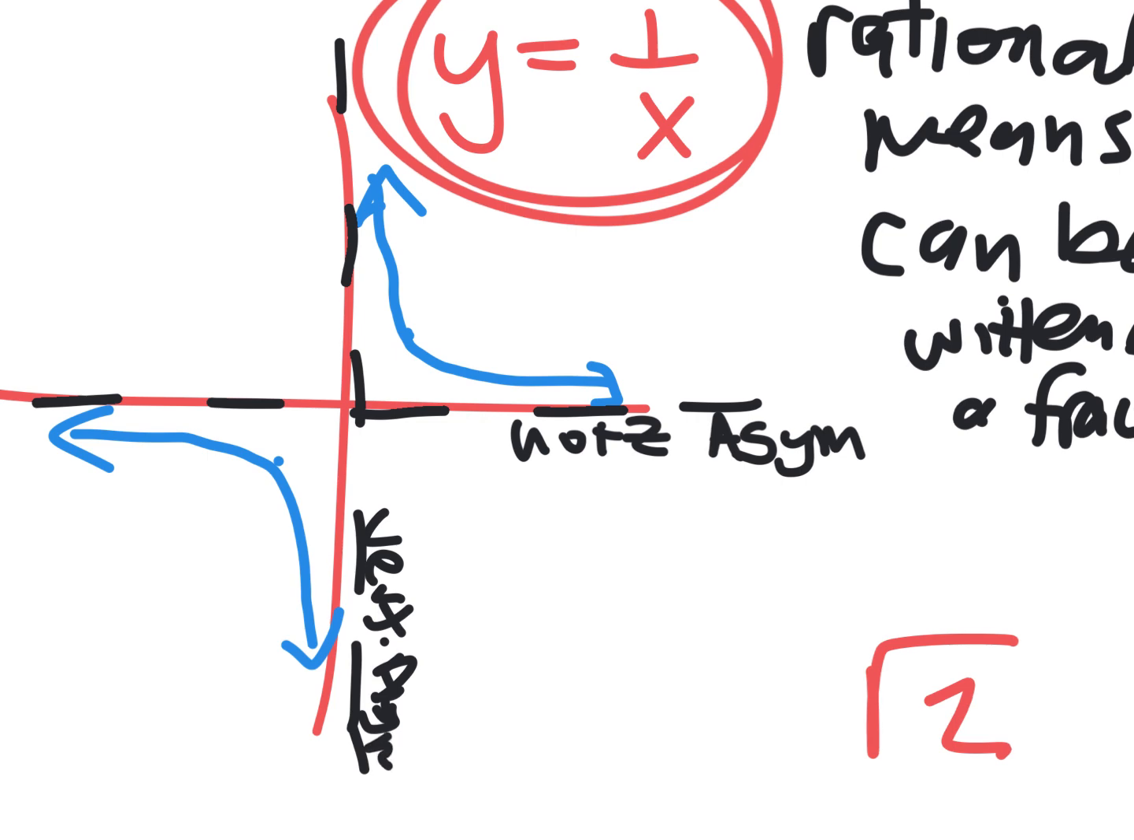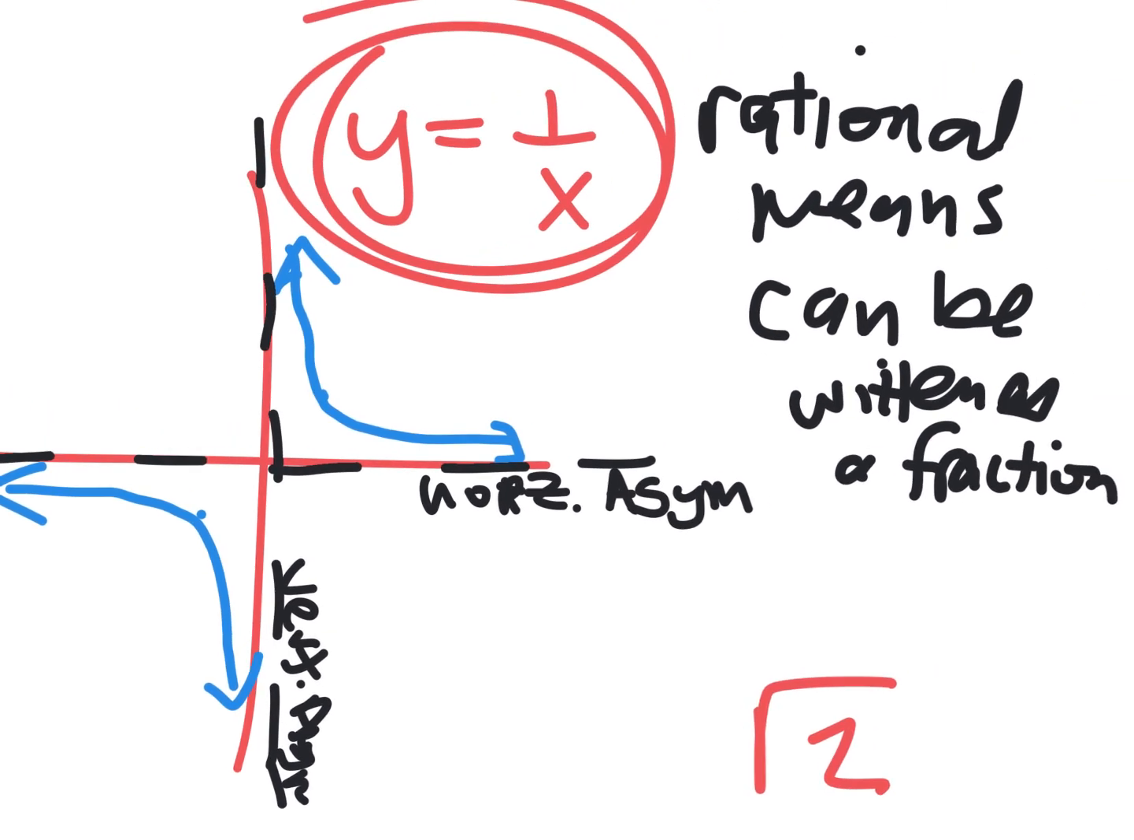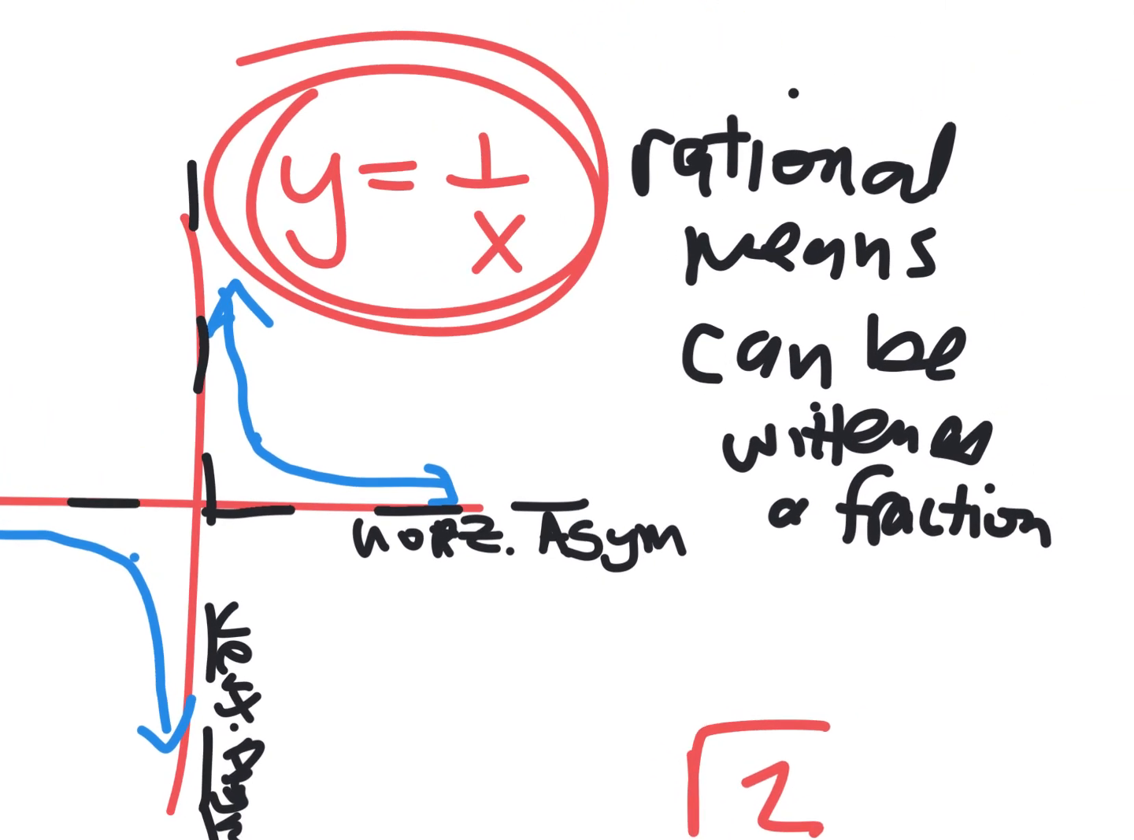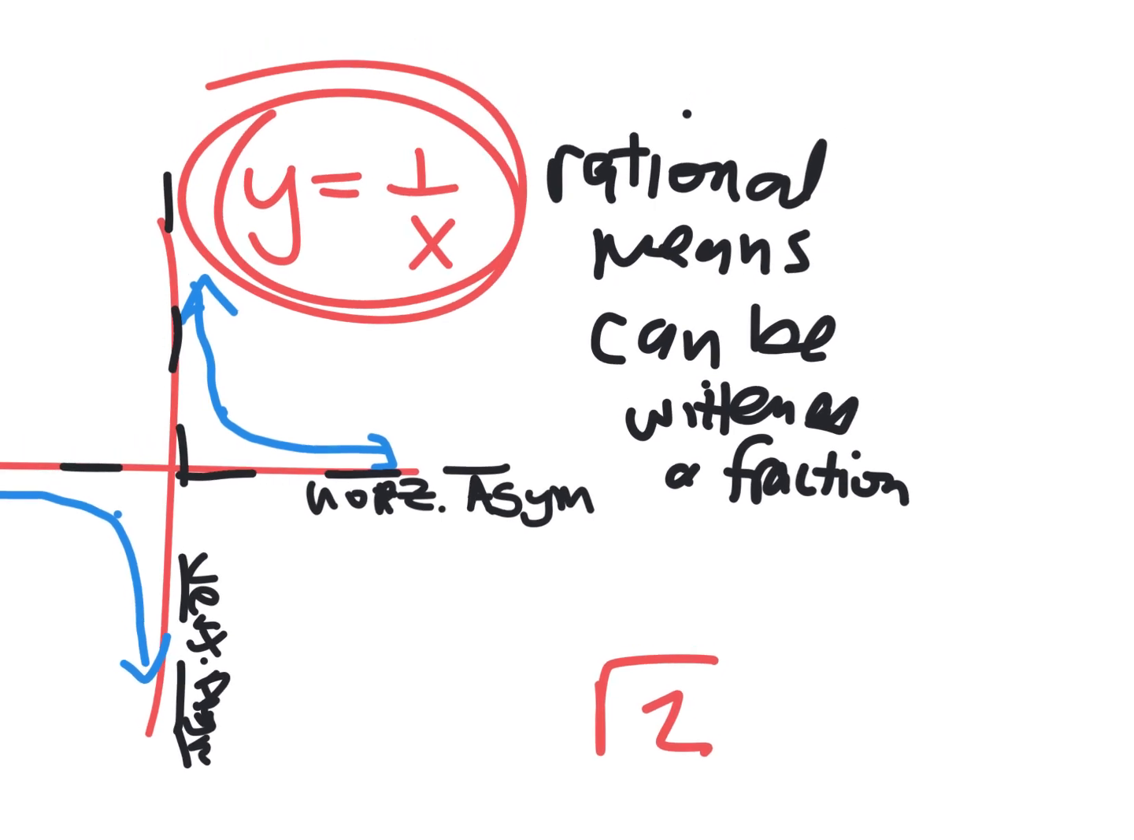Horizontal asymptotes are written that way, and vertical asymptotes are written that way. Horizontal asymptotes, vertical asymptotes. All right, take notes on this right here. I'm going to pause for a second while we let the people that just got here catch up.